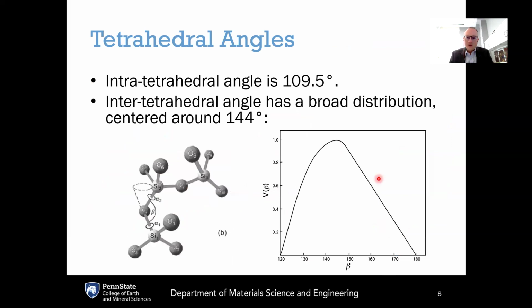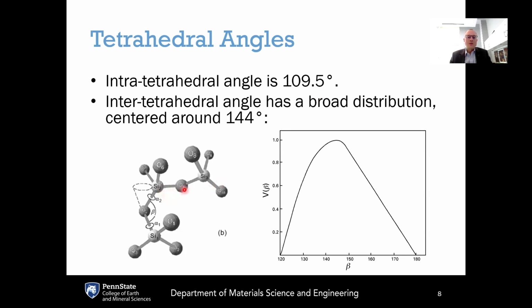Now, one of the features of silica glasses are the bond angles. There are 2 bond angles to consider. The first is the angle going from the oxygen to the silicon to the oxygen. So this is an angle within the tetrahedron itself, the angle centered on the silicon itself. And this intra-tetrahedral angle has an optimum value of 109.5 degrees. This just comes from the geometry of a perfect tetrahedron, and the distribution around that tends to be fairly sharp. So this is a fairly rigid bond angle inside the tetrahedron.